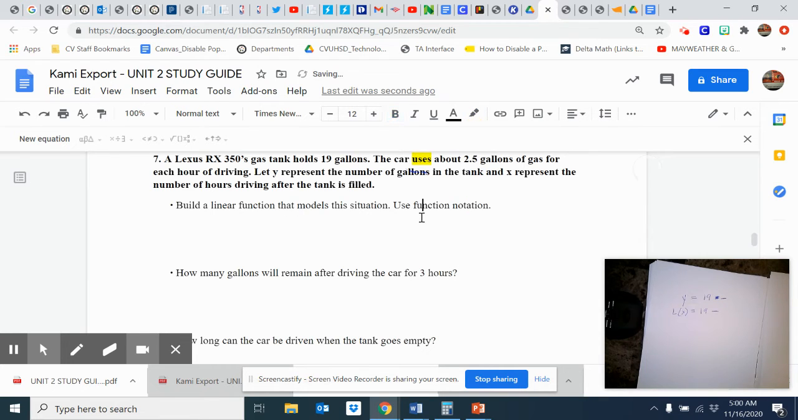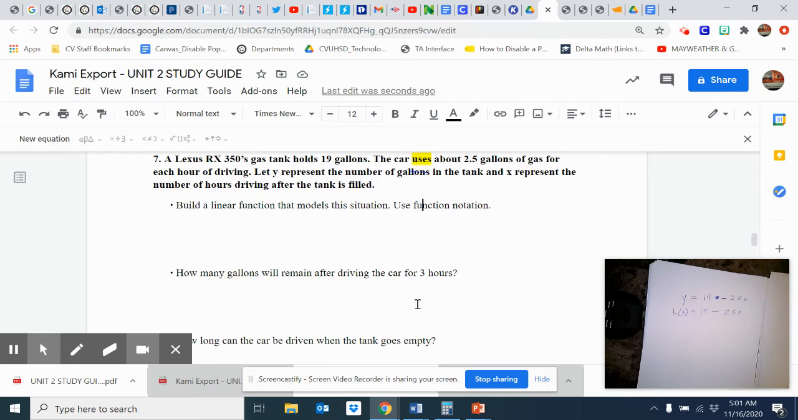Yeah, it uses 2.5 times 0.5 gallons for each hour. So this is the Lexus, and the amount that you drive the Lexus depends on how long you drive it. You're going to use 2.5 gallons per hour. You got 19 in there.